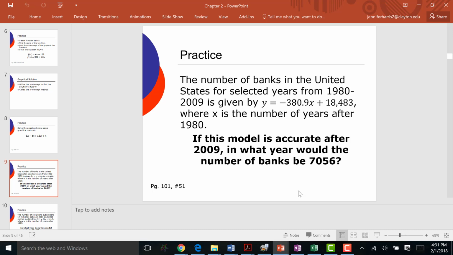Questions? That wasn't so bad, was it? Now, I'm going to ask you again. When you're doing a word problem, should you be following these steps? Absolutely, to the T.